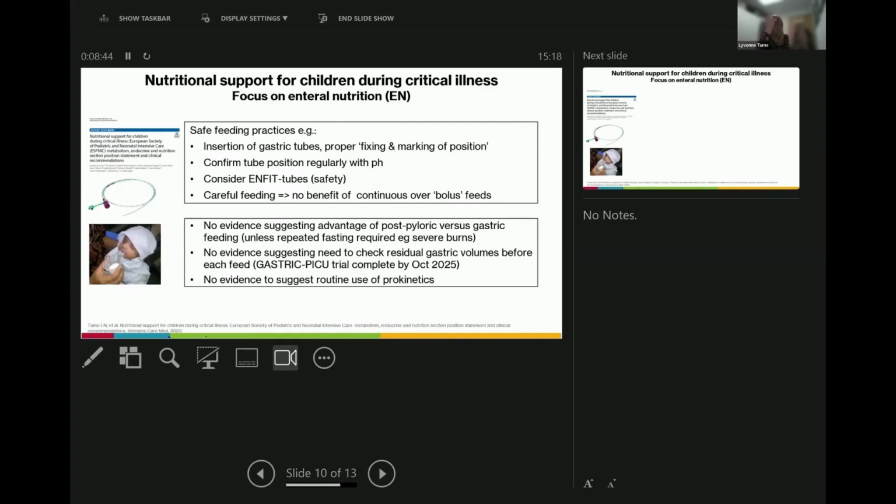That's a specific example. As I say, there's no evidence suggesting the need to check gastric residuals, but we have no data in children. That's why the trial that I run is ongoing, and we should have completed data collection by October. So we don't know. We know in adults it's not helpful. We know in preterm babies it's probably not helpful. There's also a trial going on across 2 countries for 9,700 preterm babies. So we'll know the answer to that soon. And there's also no evidence to suggest the use of prokinetics.